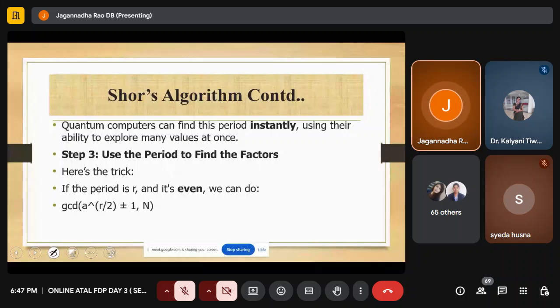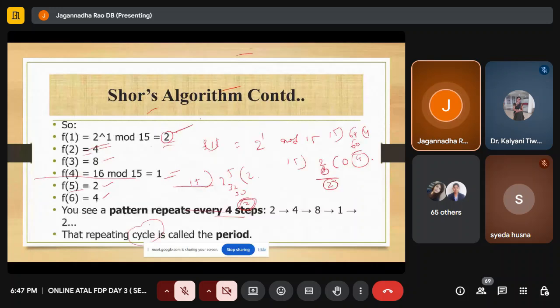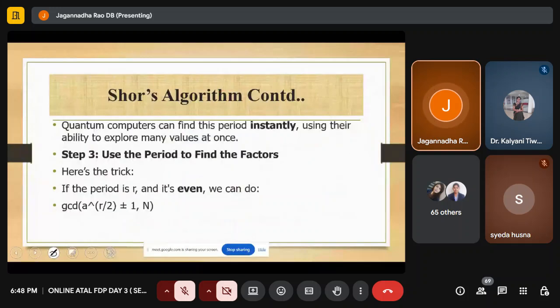Here the trick is, if the period is r, what is the period now? In this, the cycle goes 1, 2, 3, 4, and then the cycle comes again. This 4 is called the period. So the r value is the period. If the period is r, what is the r value now? It is 4, and it is even.